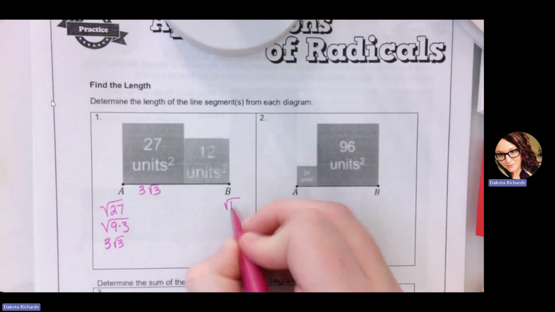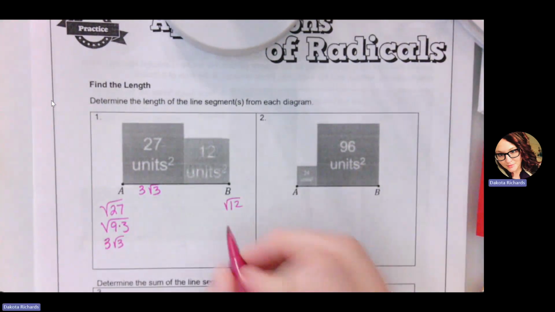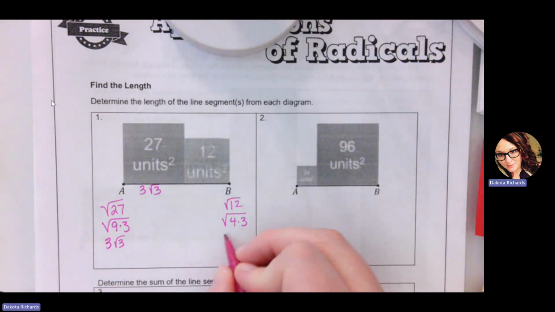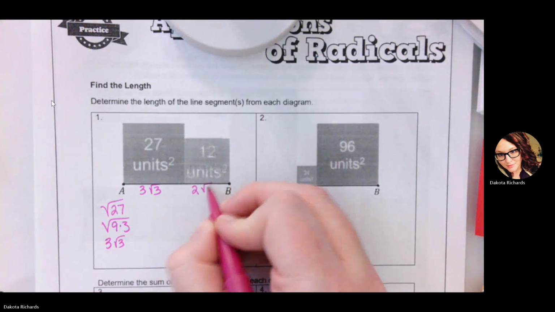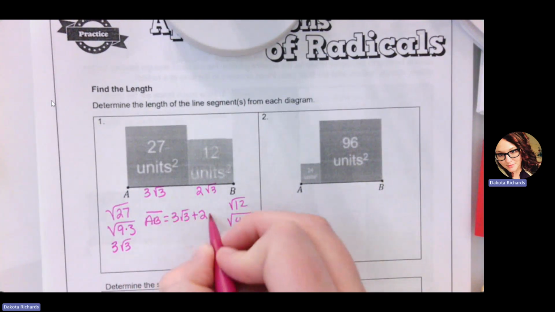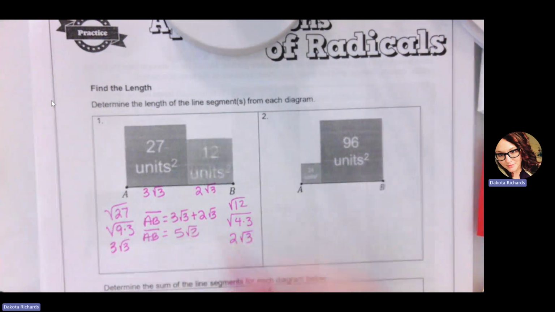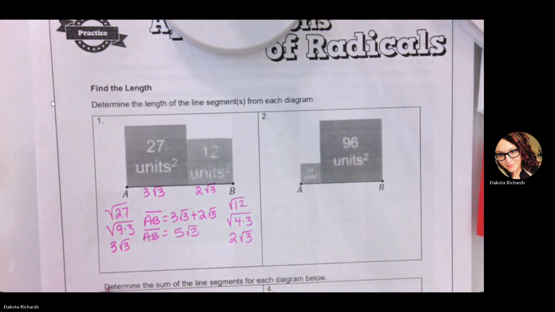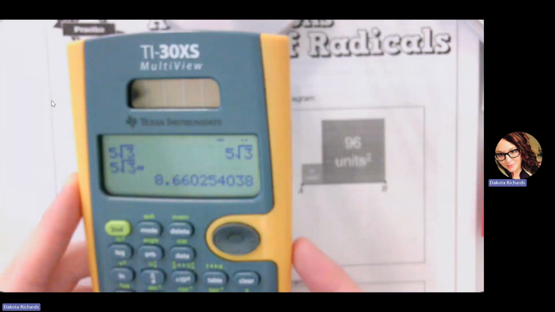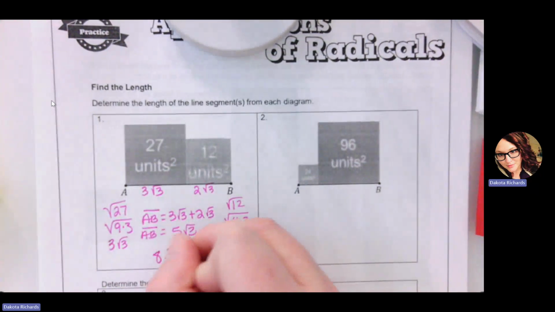And then we have square root 12. Is there a perfect square that fits into 12? 4. So we can rewrite 12 as 4 times 3. Square root of 4 is 2. So we have 2 square root 3 right here. So to get all of AB, that's going to be 3 square root 3 plus 2 square root 3. Well, what is that? 5 square root 3, and let's see what that is as a decimal. You get 8.66. We're going to round that to 8.7. So this is going to be 8.7 units.